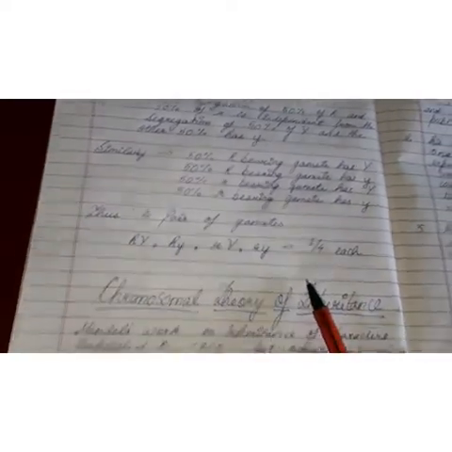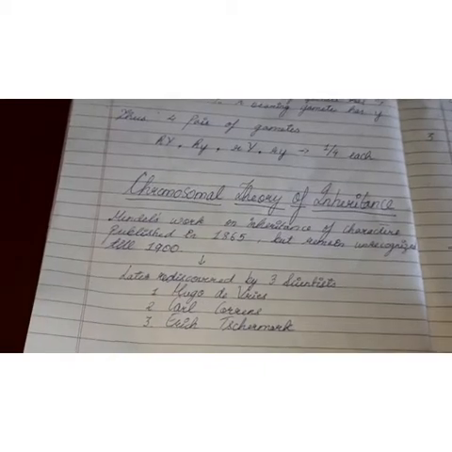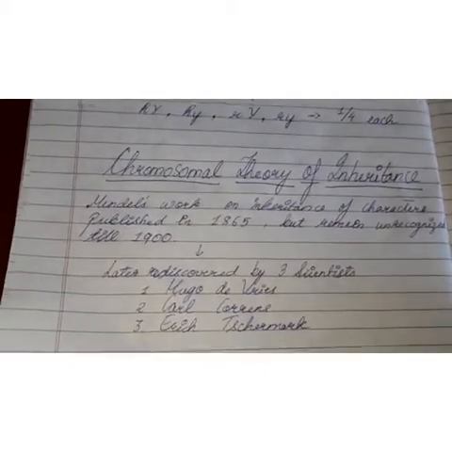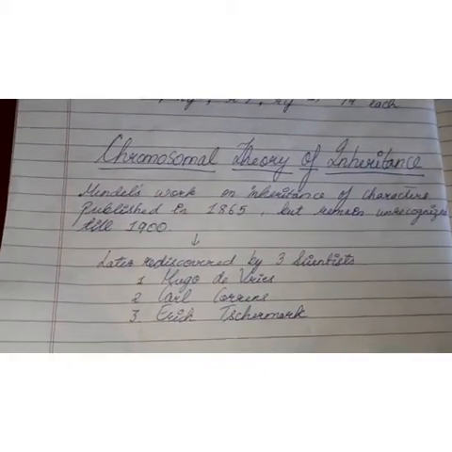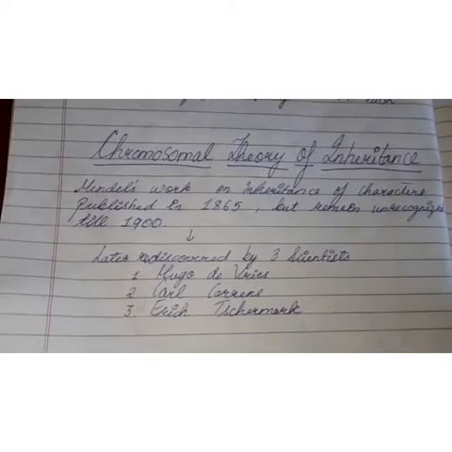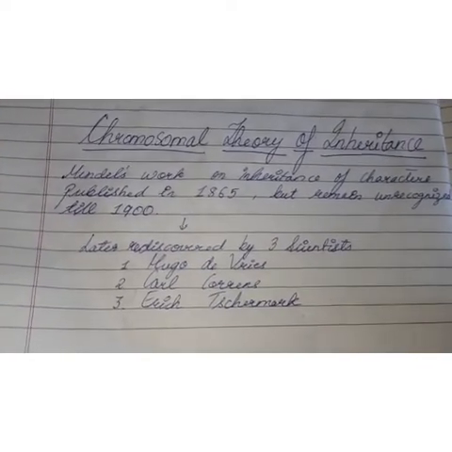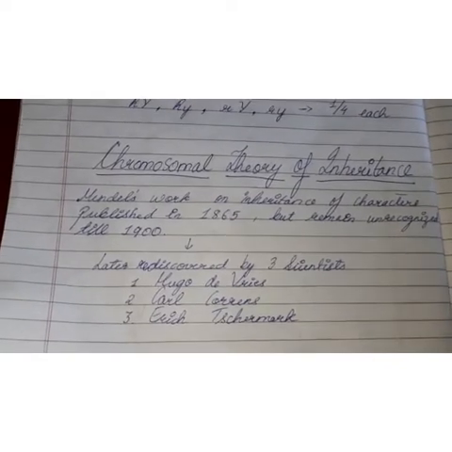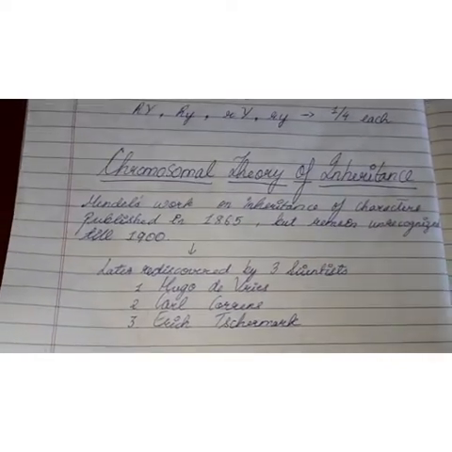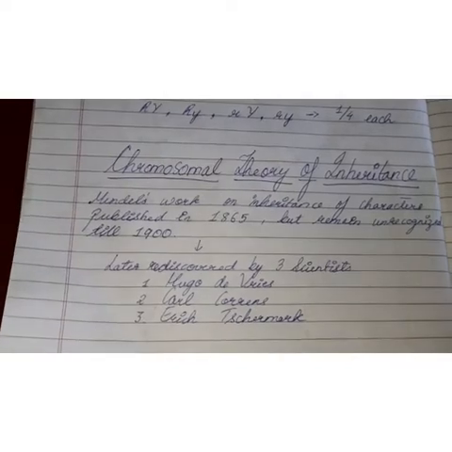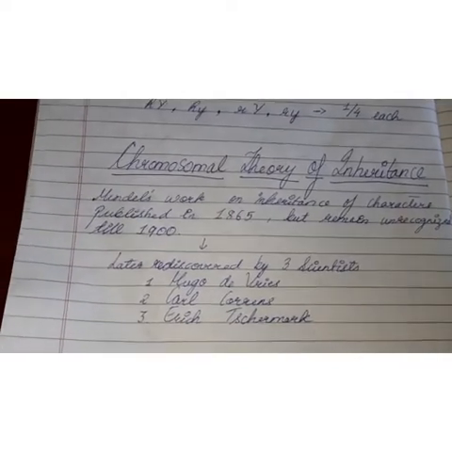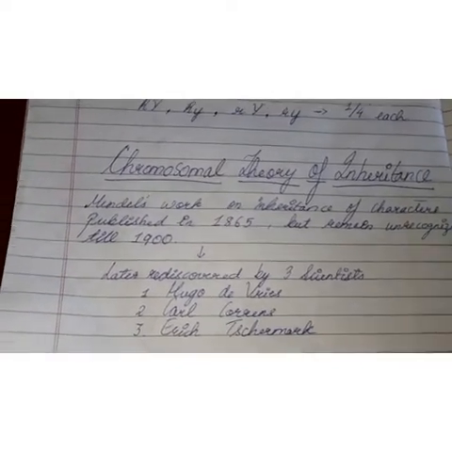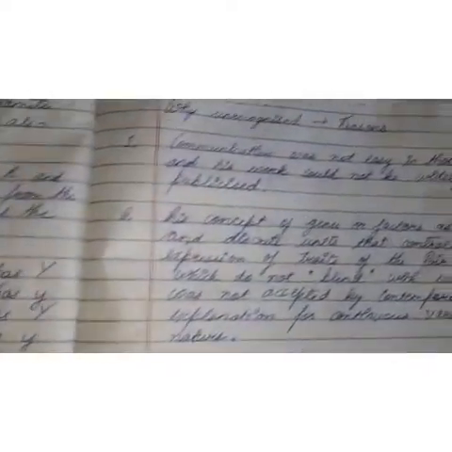Now we'll talk about the chromosomal theory of inheritance. As I have earlier told you, Mendel's work on inheritance of characters was published in 1865, but it remained unrecognized for several years. Later, his work was discovered by three scientists, Hugo de Vries, Carl Correns and Erich Tschermak. Why was it unrecognized?